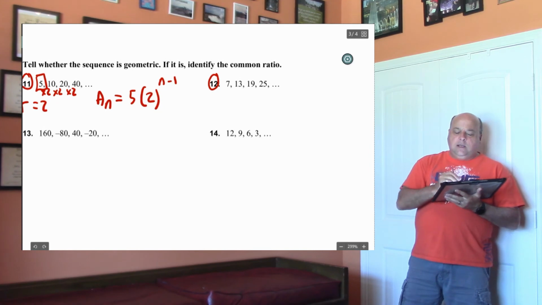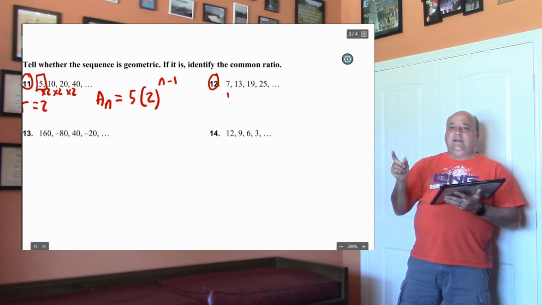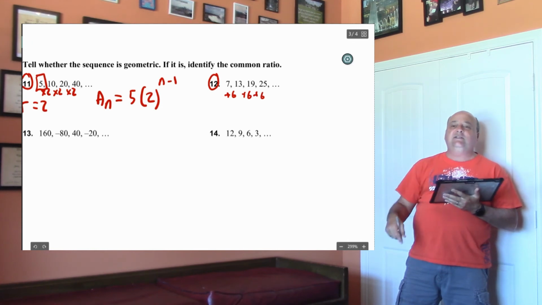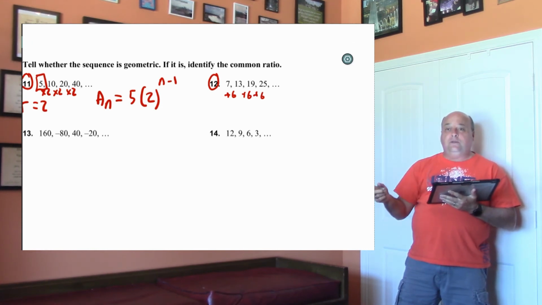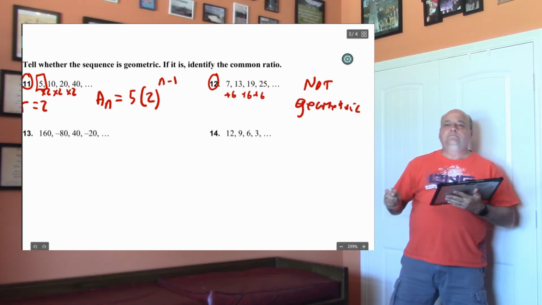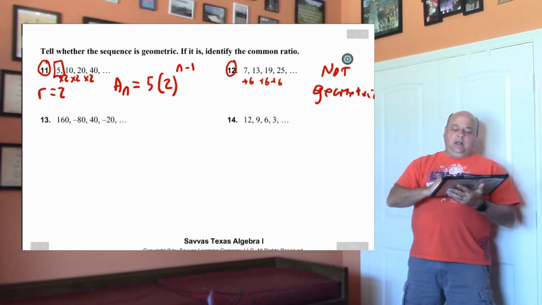Go to the next one. I can't multiply 7 and get 13 unless it's a fraction. I'm adding 6, adding 6, I'm adding 6. That is not geometric, it's arithmetic, right? So put not geometric. Piece of cake. Let's keep going.